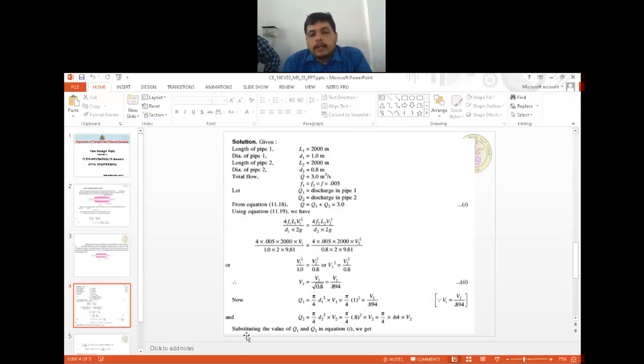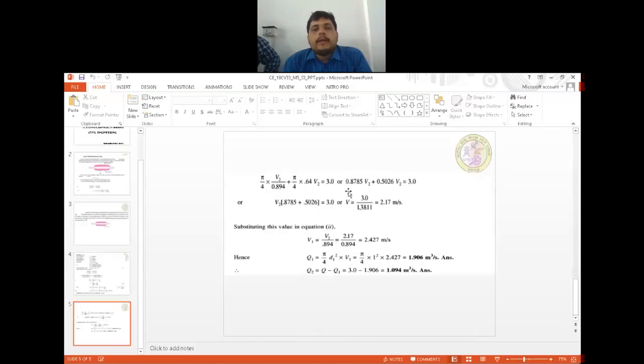Then substituting the values of Q1 and Q2 in equation 1, the unknown will be V2. From this, we have to calculate V2. Then substitute V2 in this equation. We get 2.427 meter per second. Then calculate Q1 and Q2 using the formula. Finally, we arrive at the discharges Q1 and Q2. This is how we have to solve the problems.